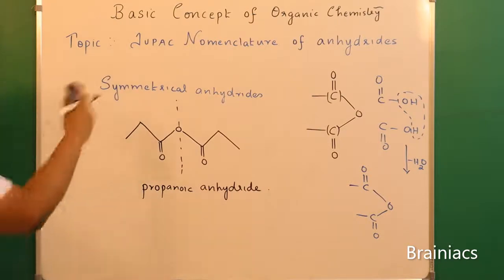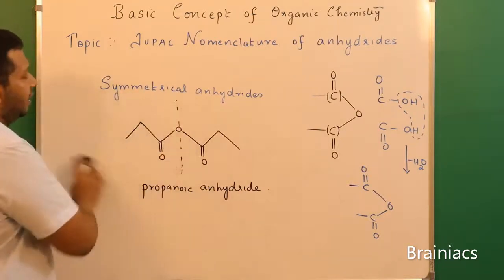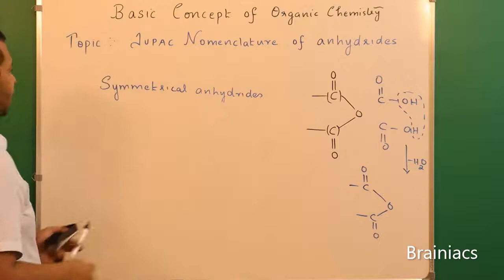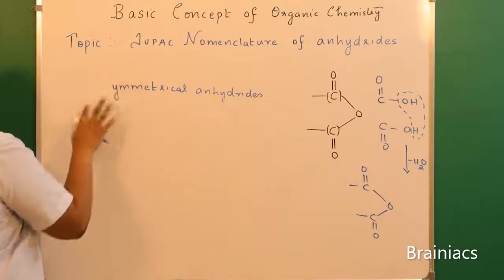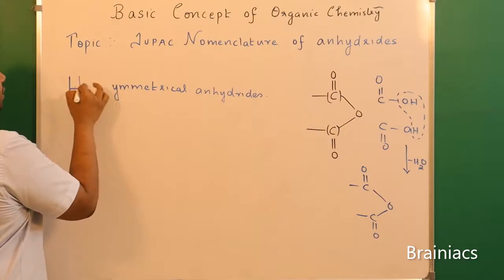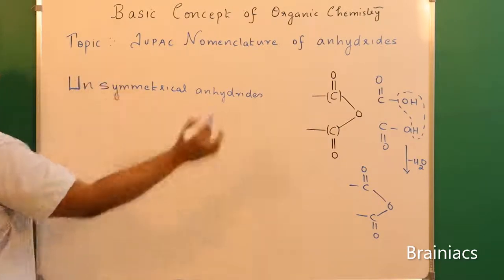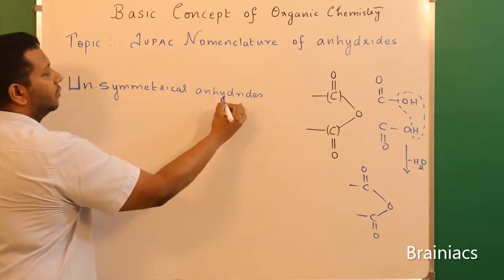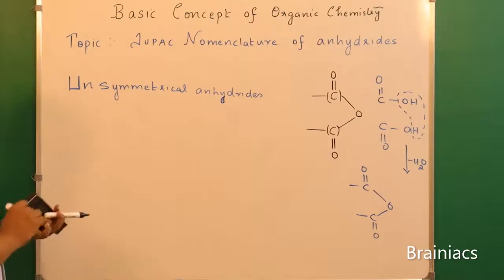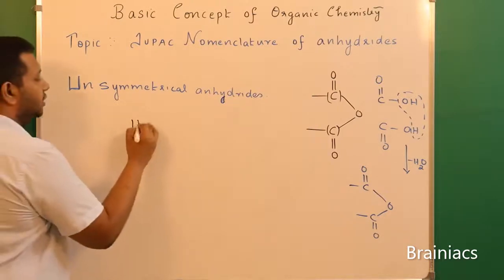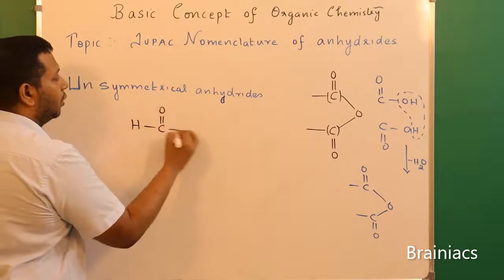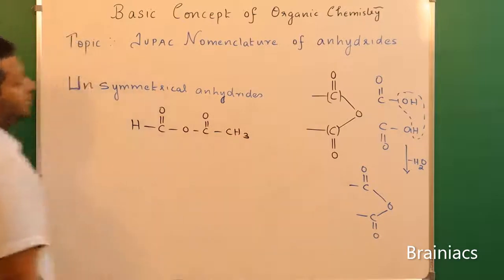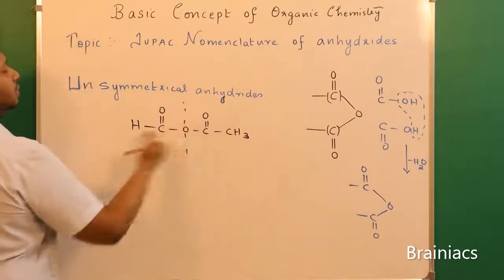We will go with the next class of anhydrides, called unsymmetrical anhydrides. We will see how to name that compound. Starting with the example, I will give you this one: H C double bond O, O C double bond O, CH3. If I try to divide this, I can understand both halves are different.